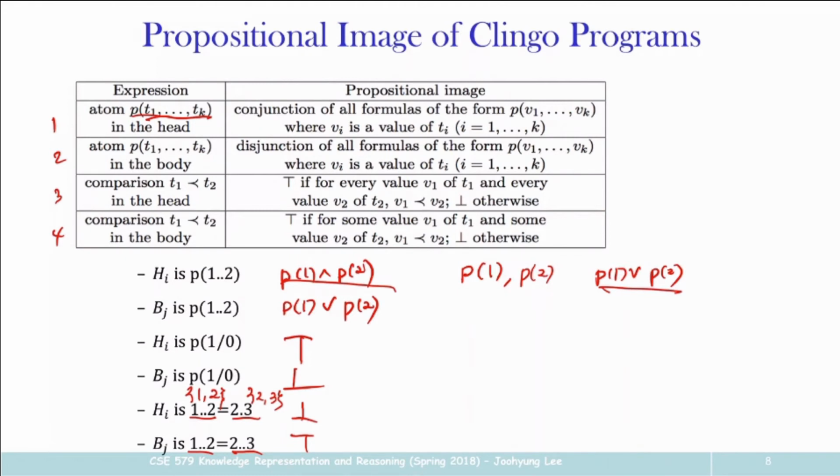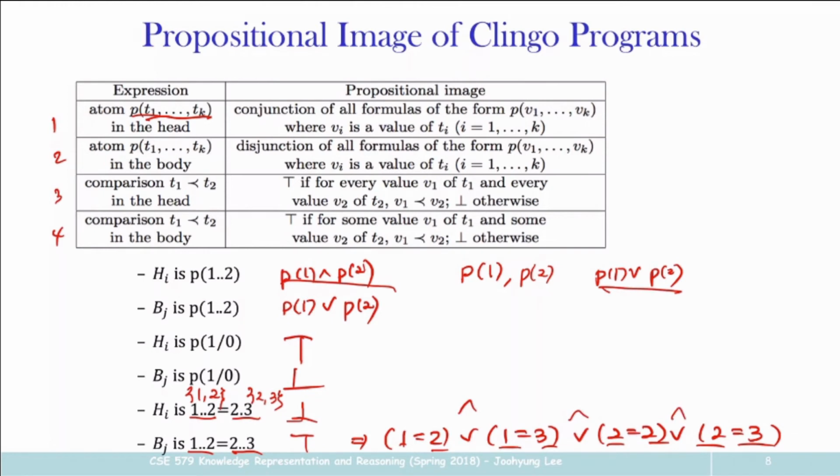Did you get what I was talking about? Maybe let me write here. So this one is basically the same as 1 equals 2, or 1 equals 3, or 2 equals 2, or 2 equals 3, because 1 and 2 here are coming from the first set, and 2 and 3 here are coming from the second set. And of course, if you use this way, then why this is bottom is actually obvious. When you make a conjunction, these equalities cannot all be true at the same time.